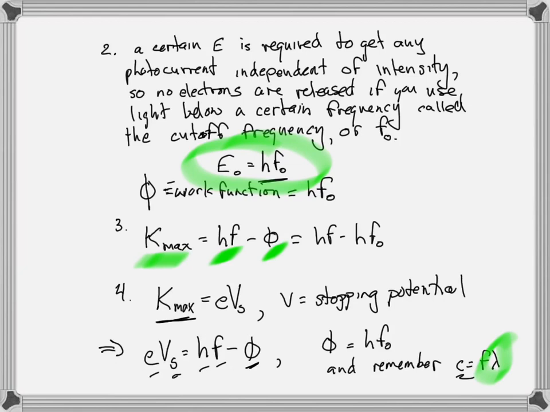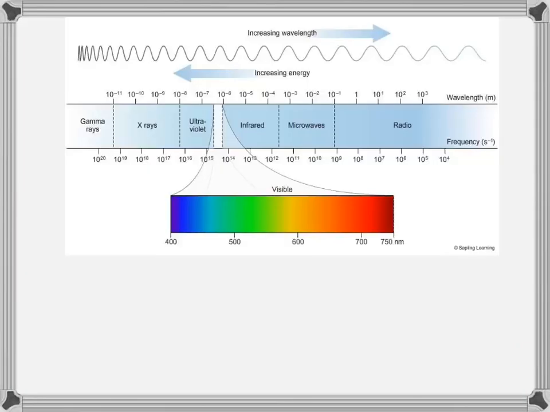And so now when you look at the light spectrum, and I've implied this a number of times, you'll often see the light spectrum drawn like this with increasing wavelength in that direction, and therefore, because of c equals f lambda, increasing frequency in that direction.